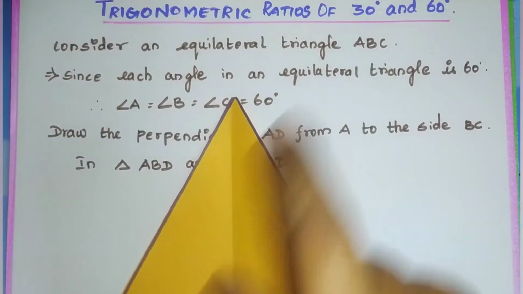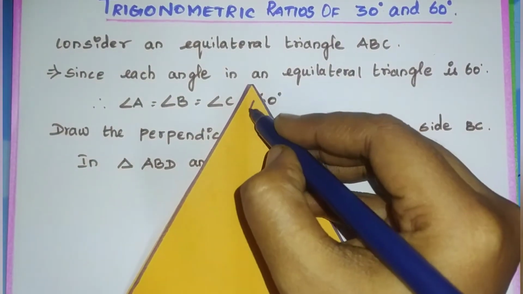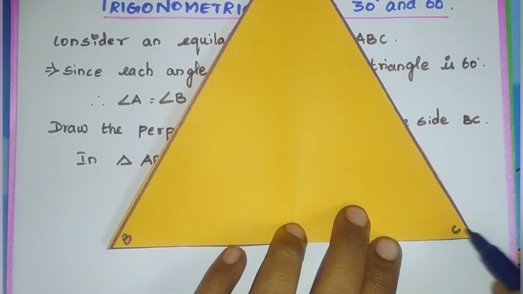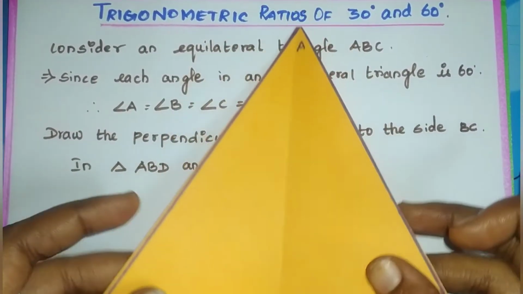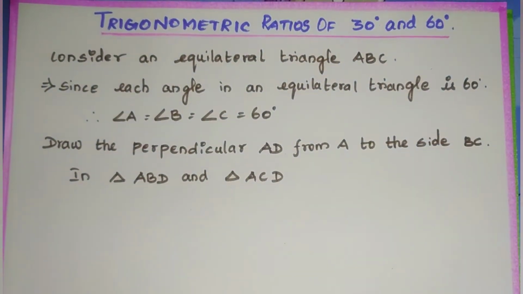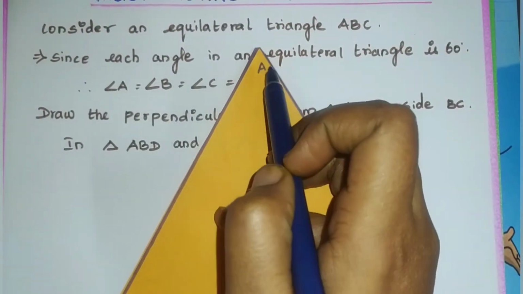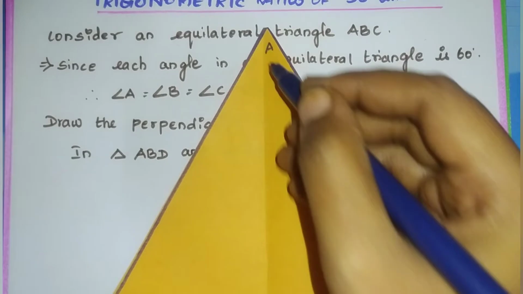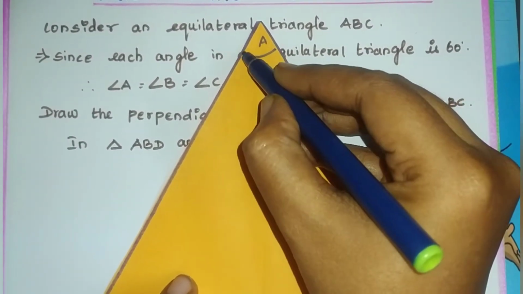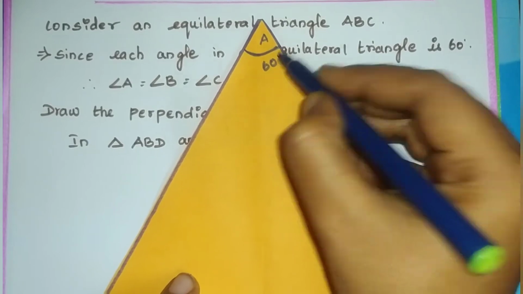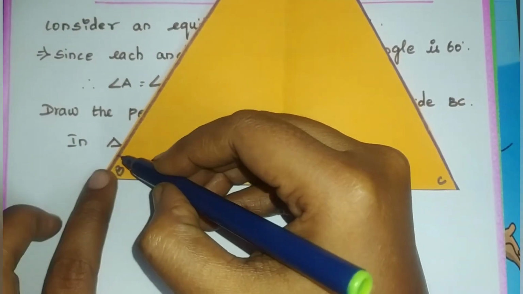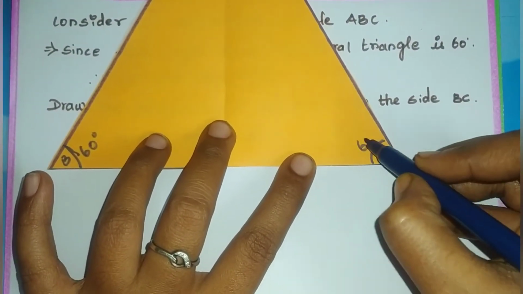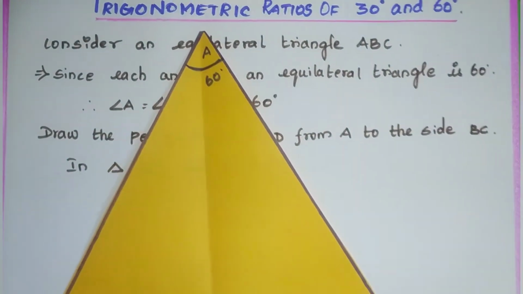Consider an equilateral triangle A, B and C. Since it is an equilateral triangle, all the angles will be 60 degree. This is 60 degree and this angle is 60 degree and angle C is 60 degree.